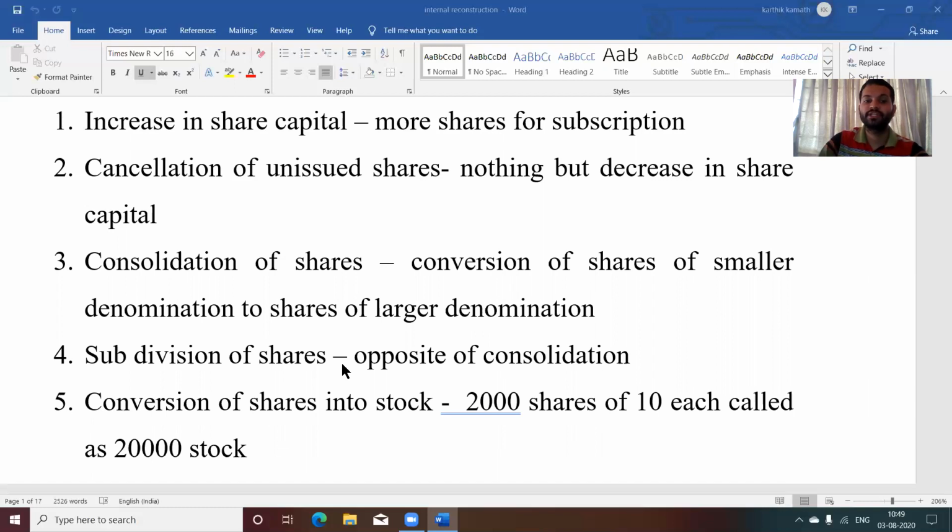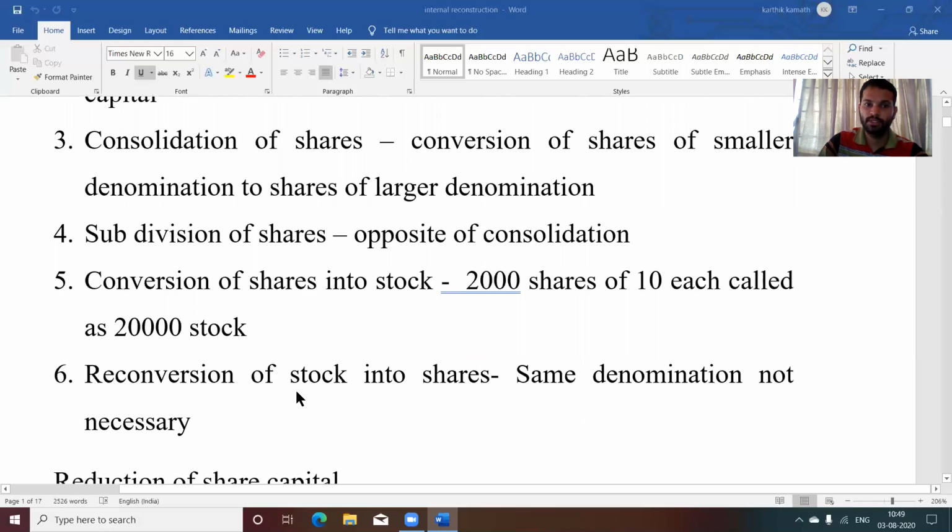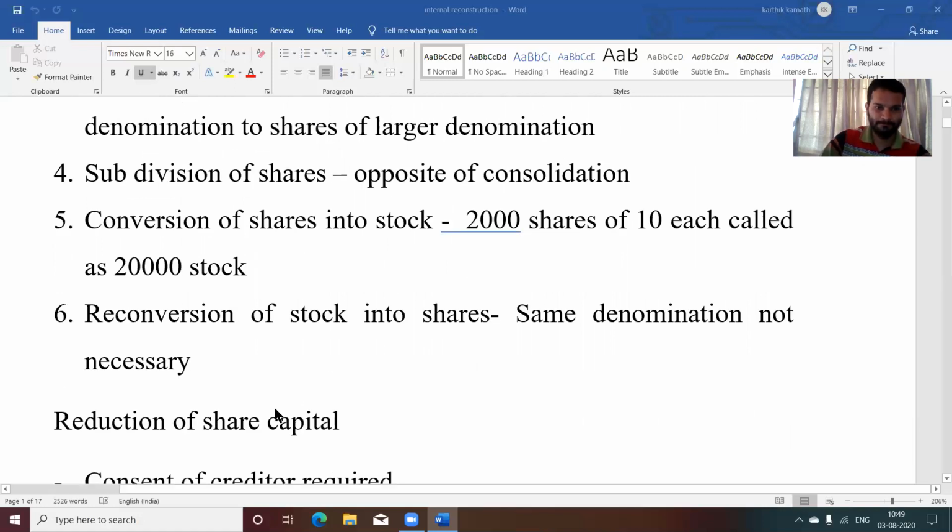Then conversion of shares into stock. Suppose one person has 2000 shares of 10 each. If he converts his shares into stock, then it is called 20,000 stock. That is conversion of shares into stock. Then reconversion of stock into shares. Whenever you are converting your stock into shares, the same denomination need not be mandatory. So that is one of the points.